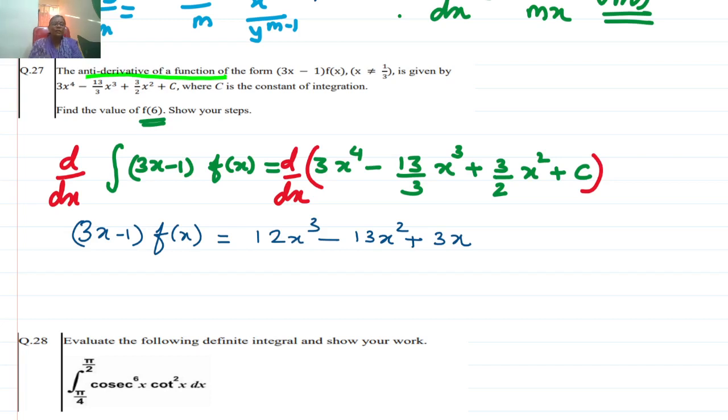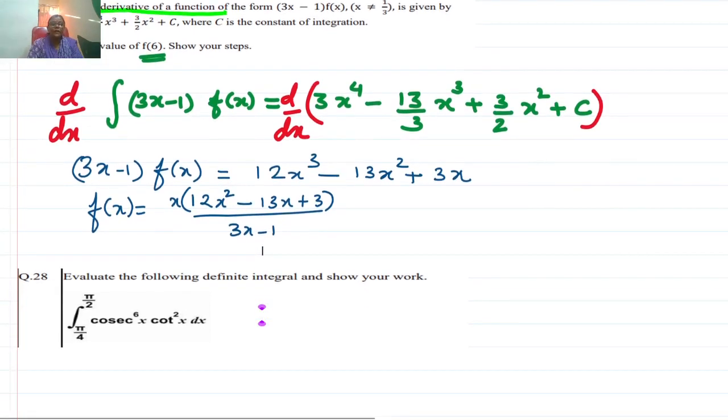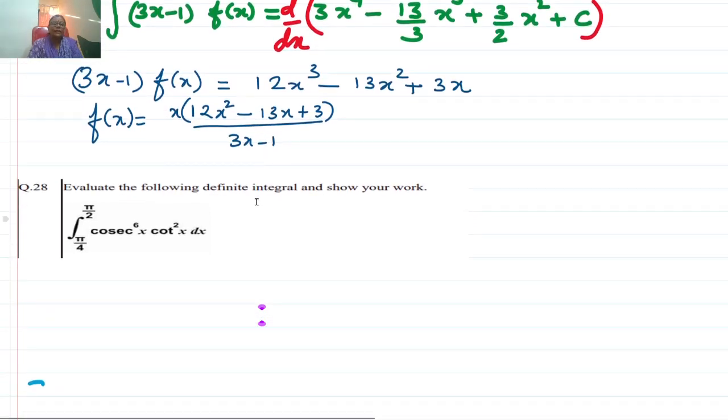So f(x) is now what? f(x) is 12x cube. Now one thing is clear, there is an x common. So that gives us (12x square minus 13x plus 3) upon (3x minus 1). Now this is not the end. You have to get the value of f of 6. Now f of 6 says that you have to put x as 6 in this expression. Now look at the calculation that you will have to do. See the calculation.